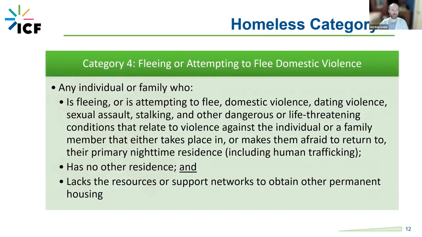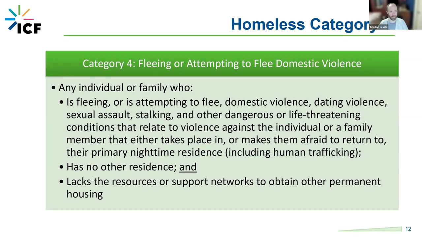And finally, Category 4, which is people who are fleeing or attempting to flee domestic violence, which is any person, individual or family, so it can be a family unit, who meets all of the following criteria. A, they are fleeing or attempting to flee domestic violence, dating violence, sexual assault, stalking, or other dangerous or life-threatening conditions that relate to violence against the individual or a family member that either takes place in or makes them afraid to return to their primary nighttime residence, which includes human trafficking, which itself includes sex trafficking and labor trafficking. And B, they have no other identified residence.